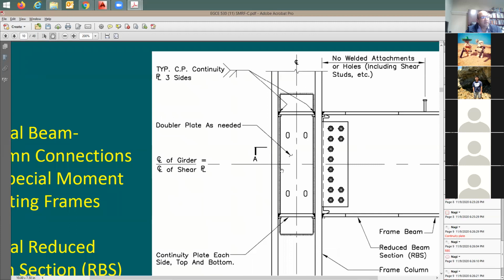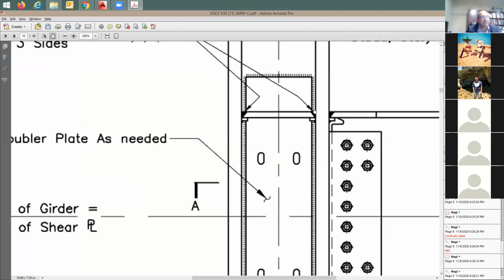Here's the column. We're gonna have this continuity plate. We're gonna have a top plate. There's gonna be one plate on each side, as it says here, continuity plate. Each side of the column, top and bottom. We're gonna have both of these two plates. And also we need to weld it. It's gonna be also complete penetration.